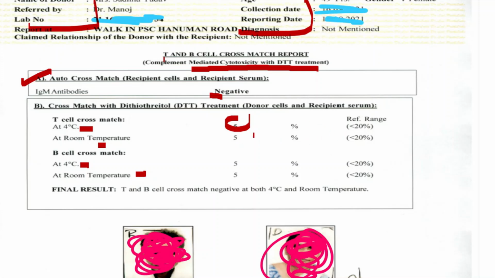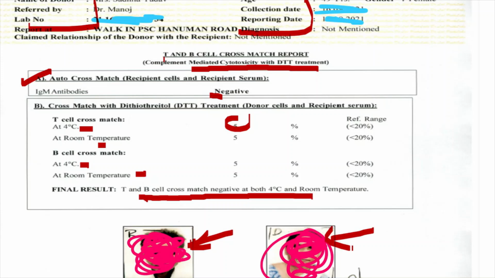What is this 5? And the final result they have mentioned: T and B cell crossmatch negative at both 4 degrees and room temperature. Here the details of the donor and the recipient will be there. So this is how the report is.